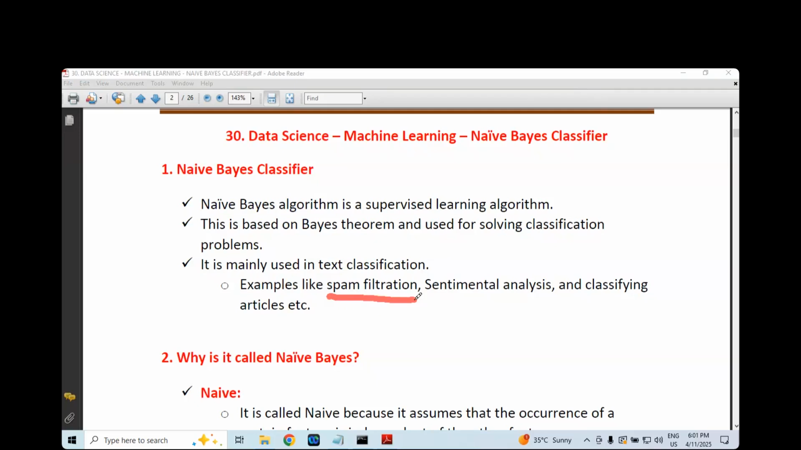That is called spam filtration. The next one is sentiment analysis. What do you mean by sentiment analysis?